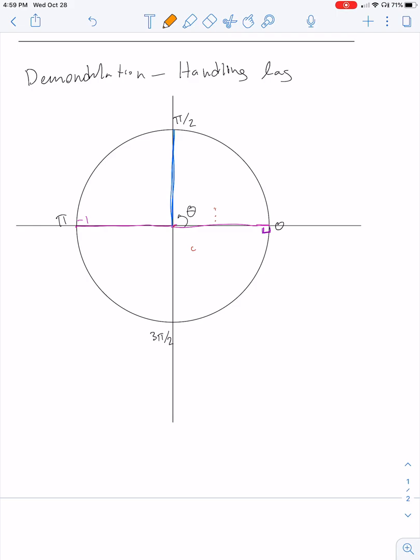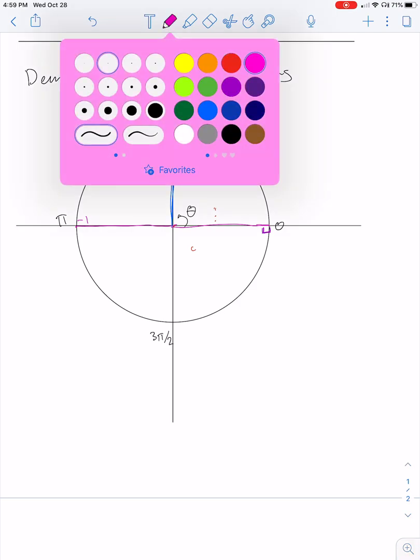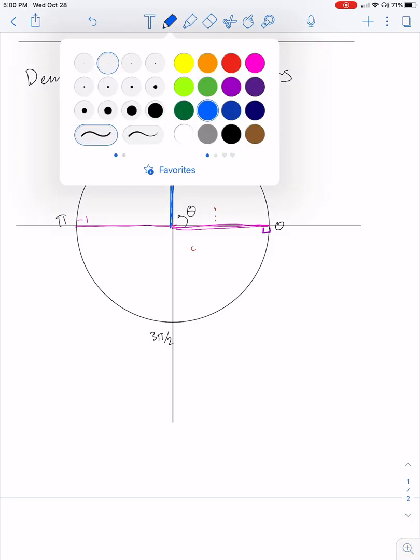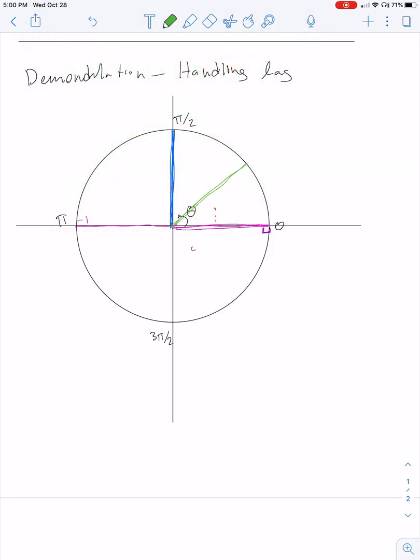With quadrature demodulation, if your phase lag is 0, everything is expressed in the cosine term right here. If your phase lag is pi over 2, everything is expressed in the sine term. And if your phase lag is anywhere in the middle, well, you're able to use both the cosine and the sine sections, and that'll give you the amplitude of the original signal.